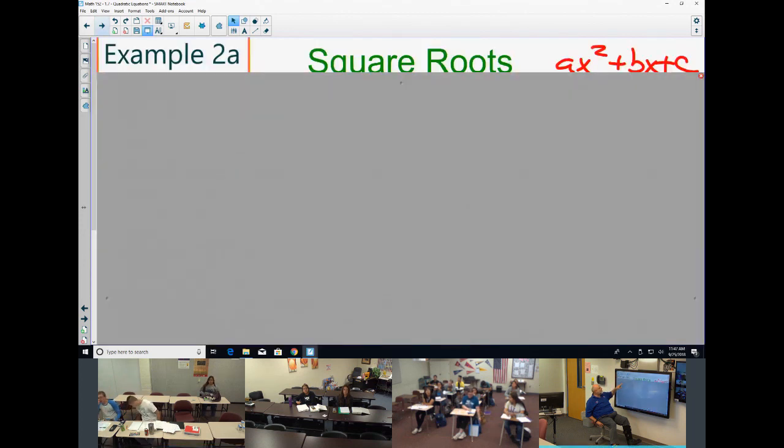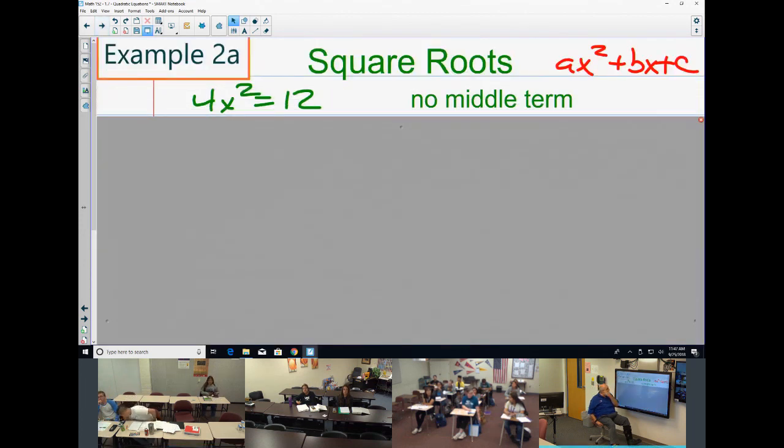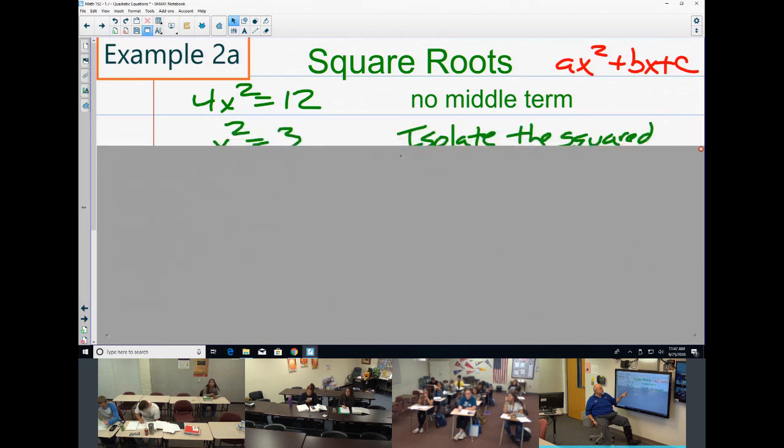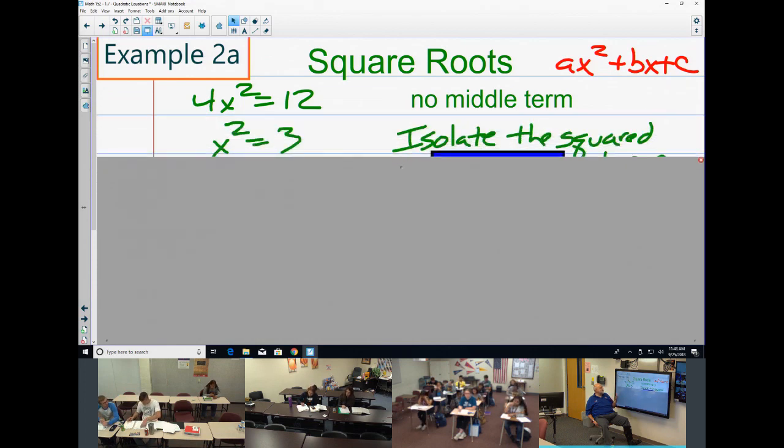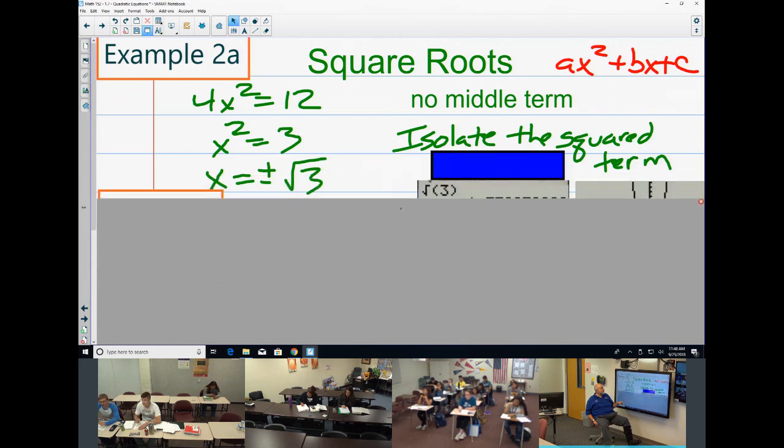Okay, so one way that you can tell that you can use the square roots method is if there's no middle term. There's just a squared term and a constant. So the idea is that you get the squared term by itself. So here, divide each side by 4, and then take the square root. And so this would give you x equals plus or minus the square root of 3. So you isolate the square term, take the square root, don't forget the plus or minus.